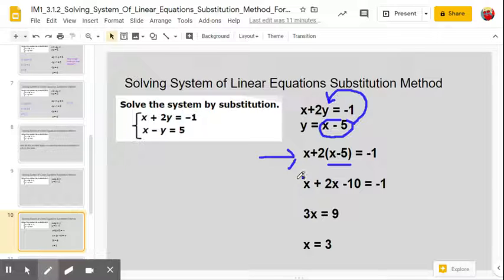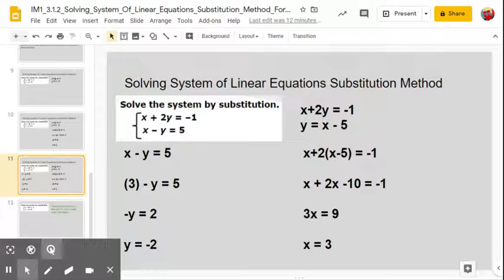All right? Then I get x plus 2x minus 10 equals negative 1. What did I do? Distributive property, right? 2 times x, 2 times negative 5. Then we combine like terms here. So I get 3x, and I also added 10 to both sides. Add 10, add 10. So that's how I got the 3x equals 9. And then we divided by 3. So we get x equals 3.